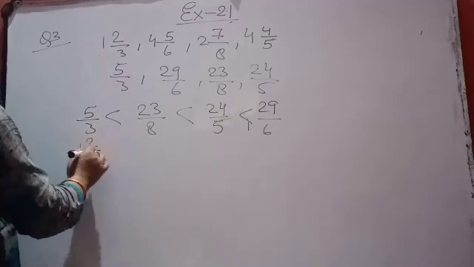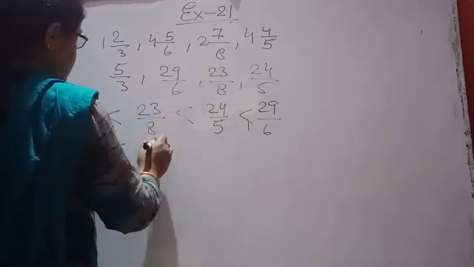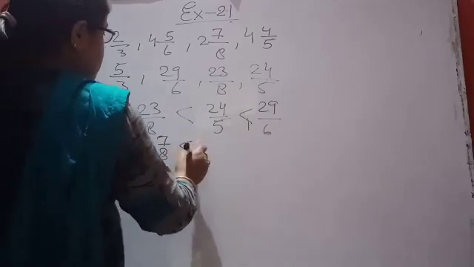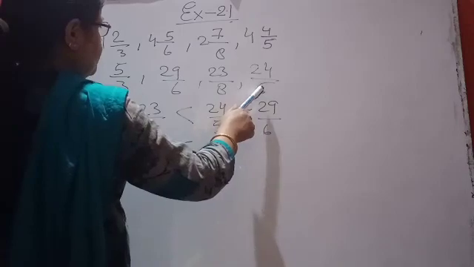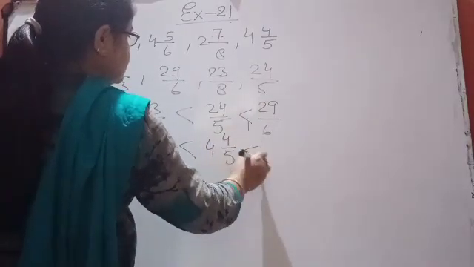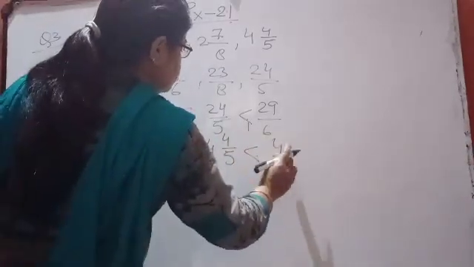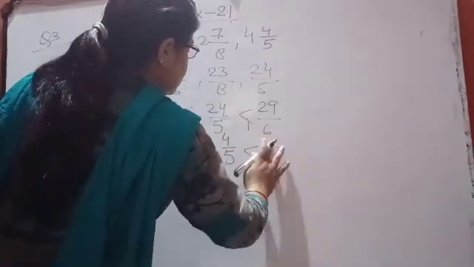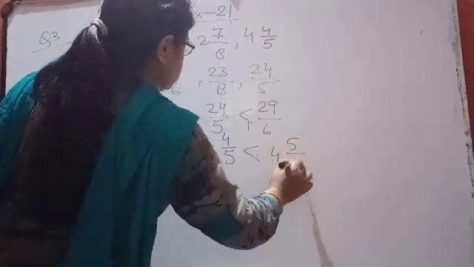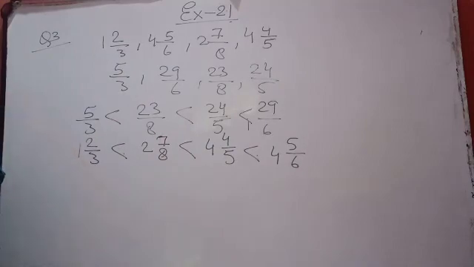1 2 upon 3, less than 2 3 upon 8, 2 7 upon 8, because in this way also we have to write, less than 24 upon 5. 24 upon 5 means 4 4 upon 5, less than 29 upon 6, which is 4 5 upon 6. So write this one also finally in your answer, 4 5 upon 6. So this is our ascending order. Complete this one in this way.